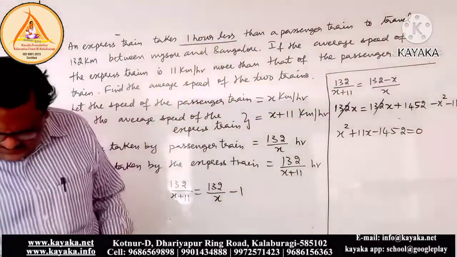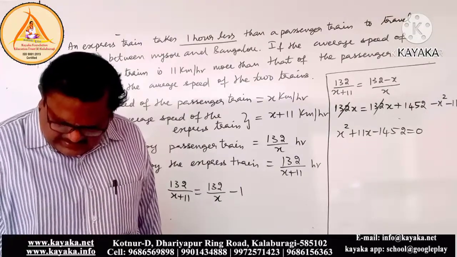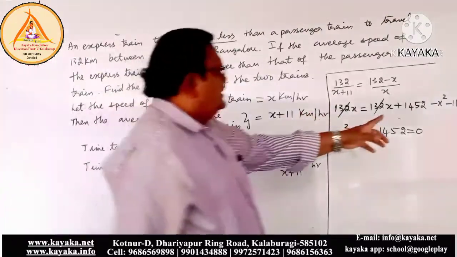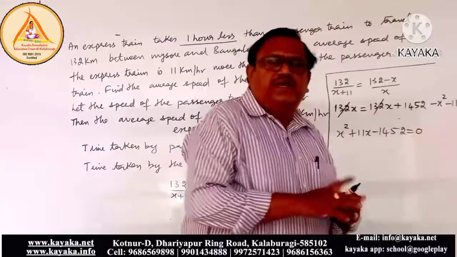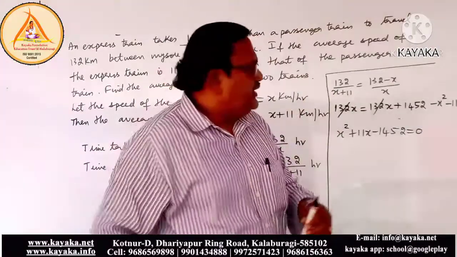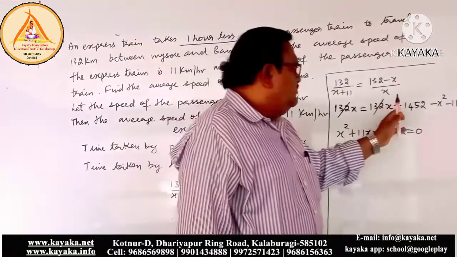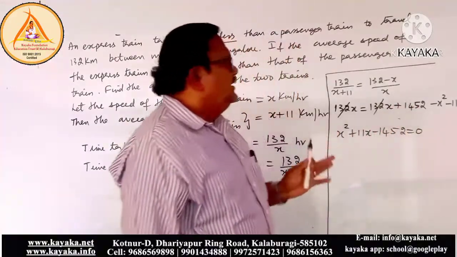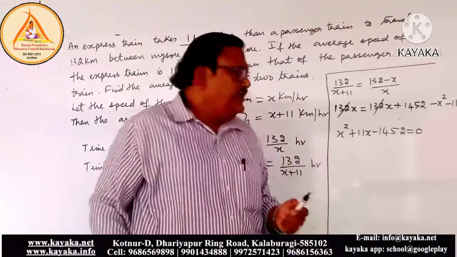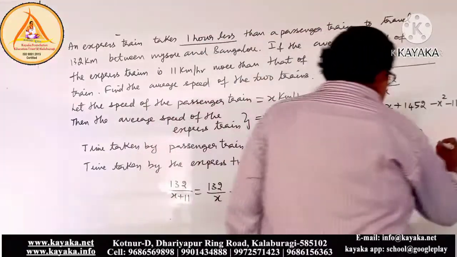Okay, dear children, once again. Just minus x square is there now. Minus x square comes this side, it will become plus x square. Minus 11x comes this side, it will become plus 11x. And plus 1452 comes this side, it will become minus 1452. Okay, now you have to find the factors.